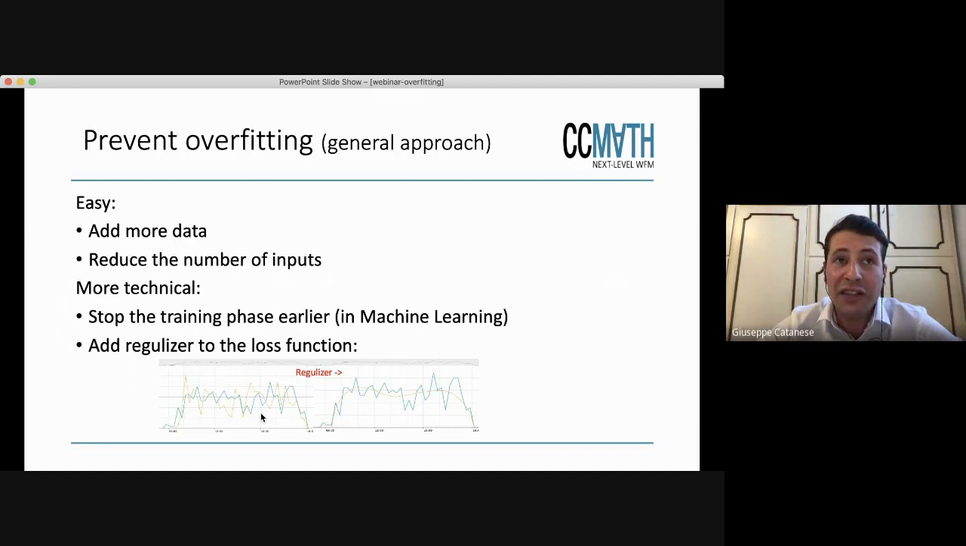But the problem is that we never have infinite data, and sometimes in call centers we don't have more than 3 or 4 years of data. You likely want to estimate your model using only 1 year or 2 years. And this is tough. So what you can do, generally speaking, is add more data or reduce the number of inputs.